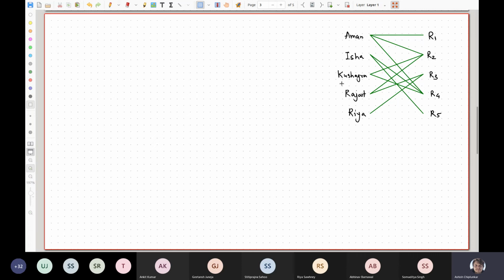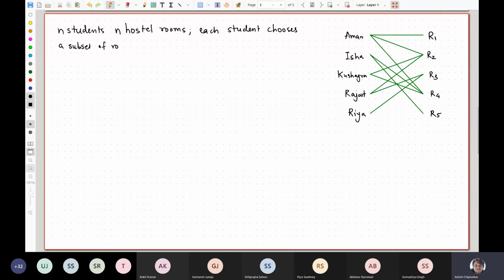So let's say you have n students and n hostel rooms. Each student chooses a subset of rooms they are willing to occupy.